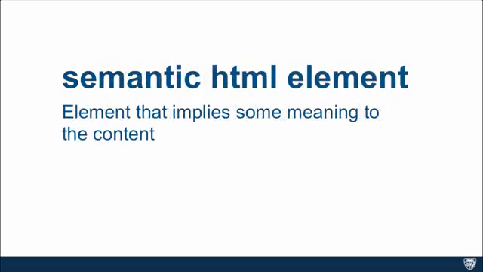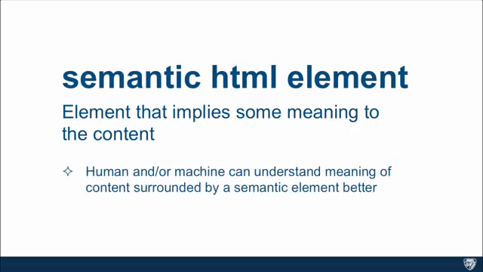Now, when it applies to HTML, what does semantic HTML element mean? Well, a semantic HTML element is an element that implies some meaning to the content. In other words, it's an element that tells you something about the content, whether its importance or a little bit of its description. It basically hints to you that meaning. Now, the reason that's important is because us humans and machines can understand the meaning of that content surrounded by a semantic tag much better than if we just surround it with some tag that doesn't really tell us anything other than this is some sort of a division within the document.